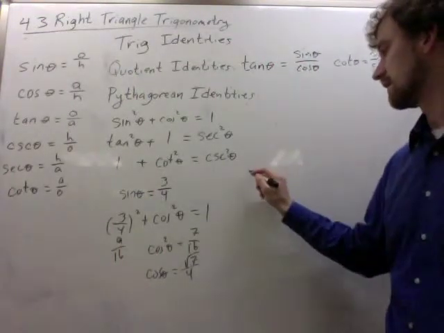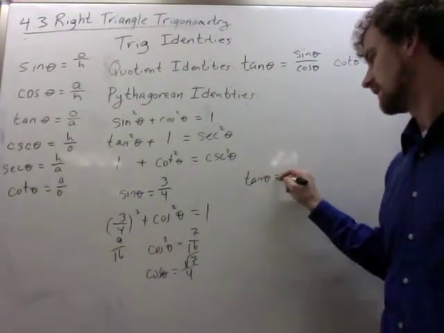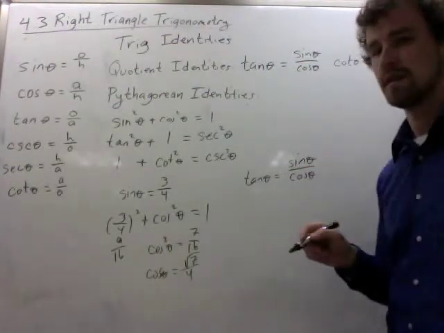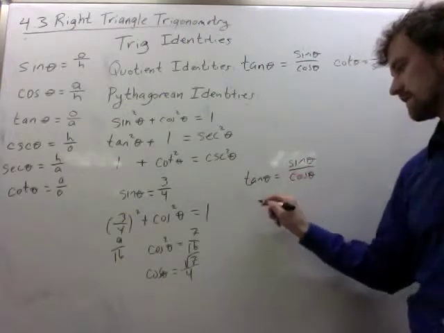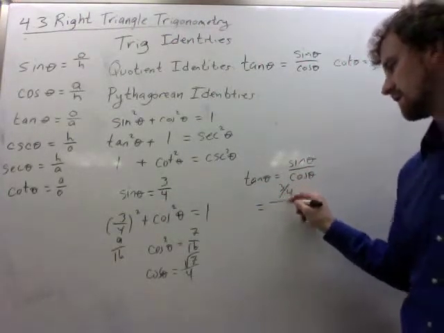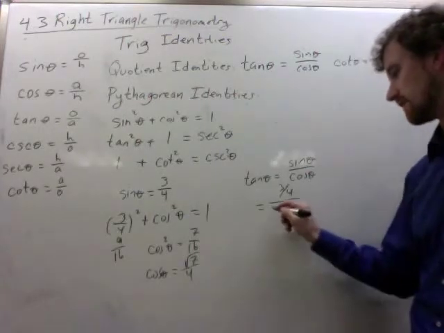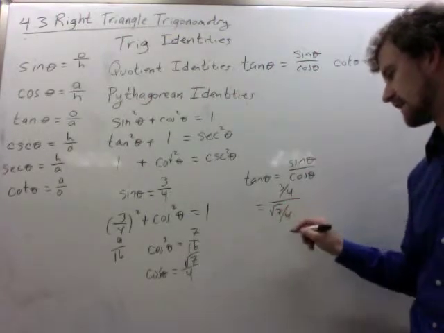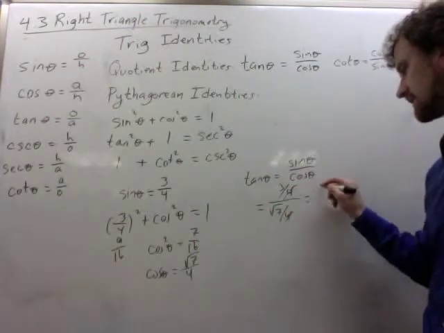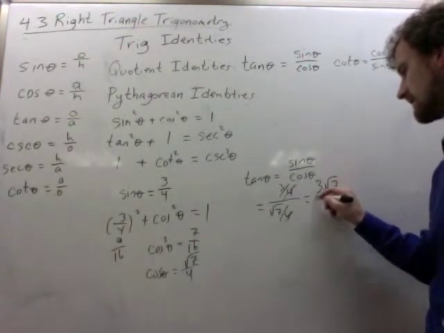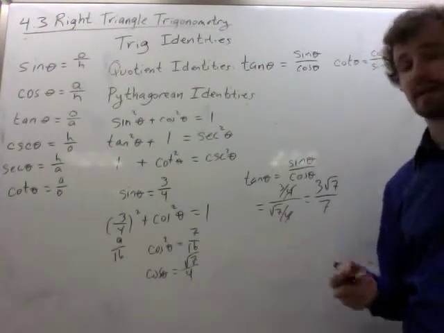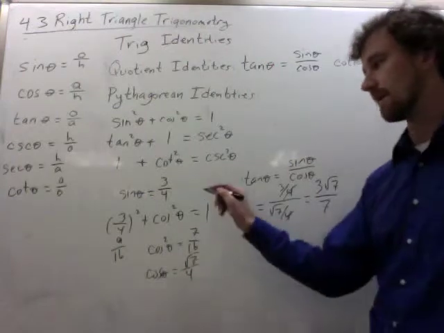Tangent of theta is sine over cosine. And we can plug in those values. We know that sine is 3/4. We know that cosine is root 7 over 4. So our 4's cancel out, and we're left with 3 over root 7, which rationalizes to 3 root 7 over 7. And then we can find our other 3 trig functions just by taking reciprocals.